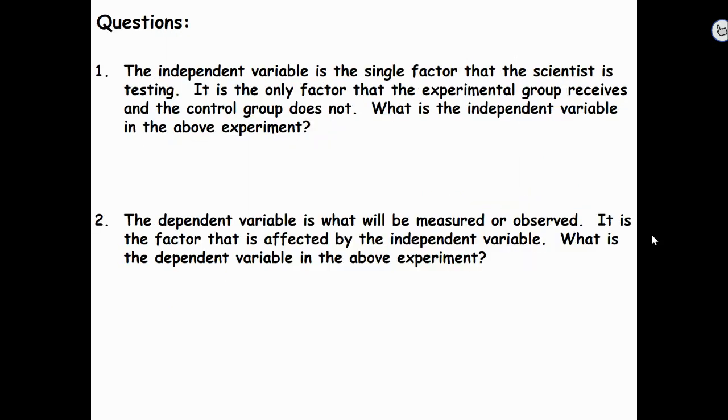All right, so here's some questions. I'm going to read the question, and then I'm going to have you pause the video for a second and try to answer it, and then we'll move on. So the independent variable is the single factor that the scientist is testing. It is the only factor that the experimental group receives and the control group does not. What was the independent variable in that above experiment that we just did? Remember, it's the thing that changed in the experimental group that did not change in the control group. Right? So what was the independent variable in that experiment?